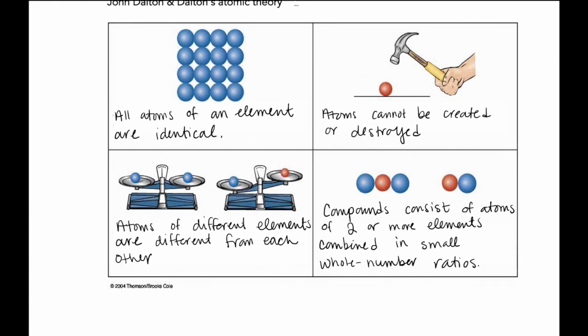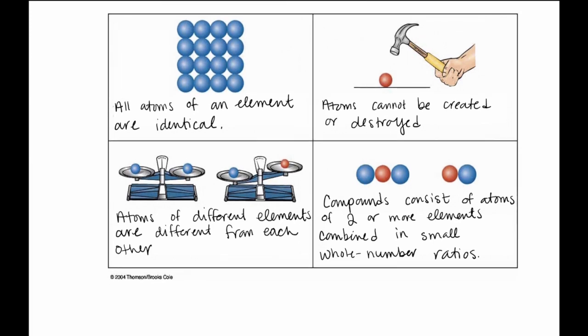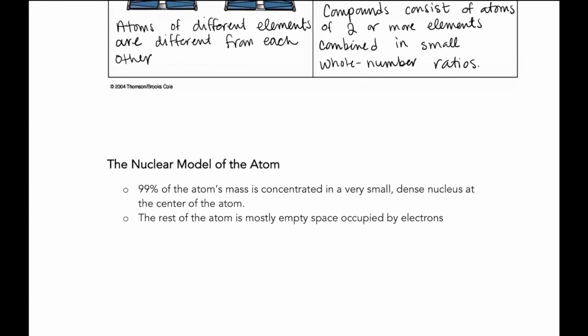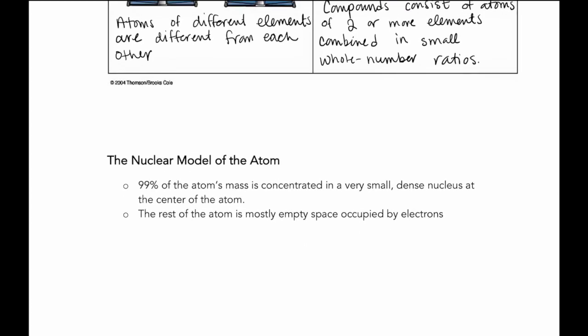And I'm going to move into talking more about the model of the atom. So we've talked about atoms a little bit, and to this extent we know this atomic theory, and we know that there's the smallest piece of an element. Well, let's look a little bit more at the atom.